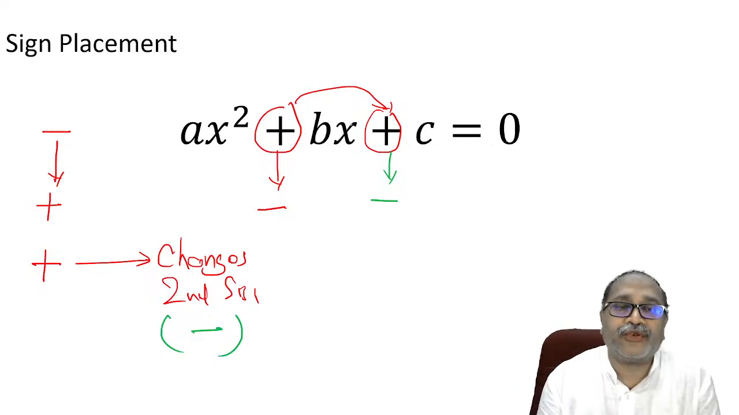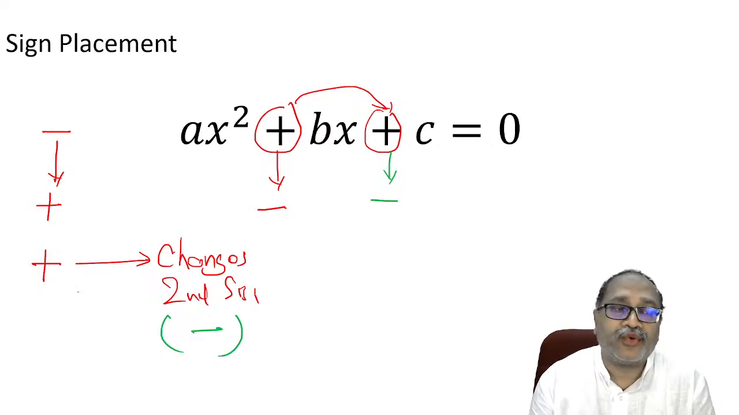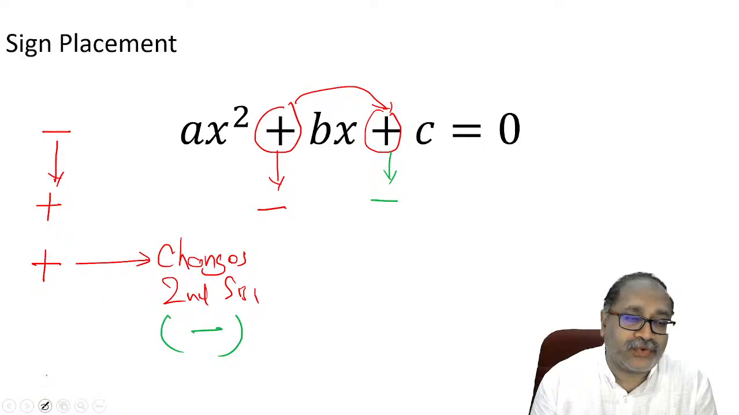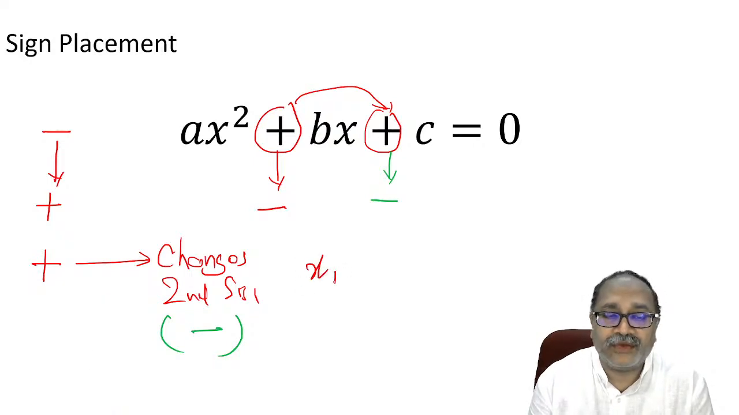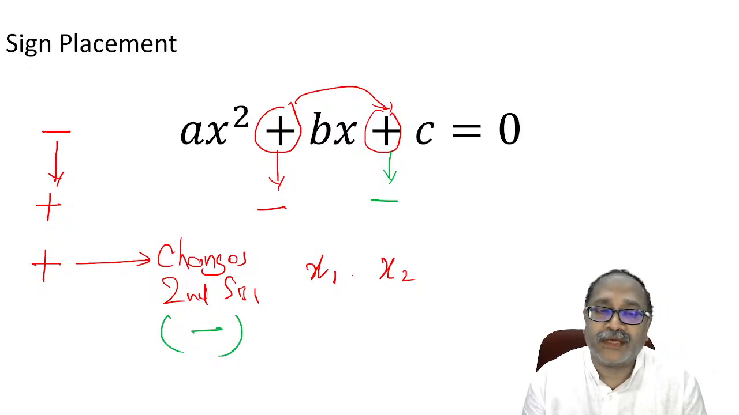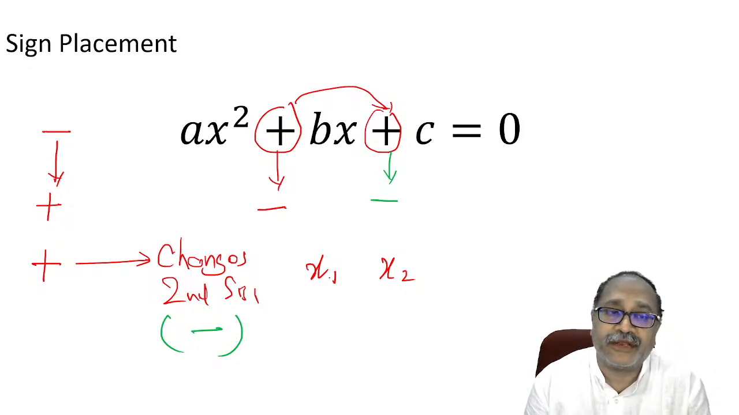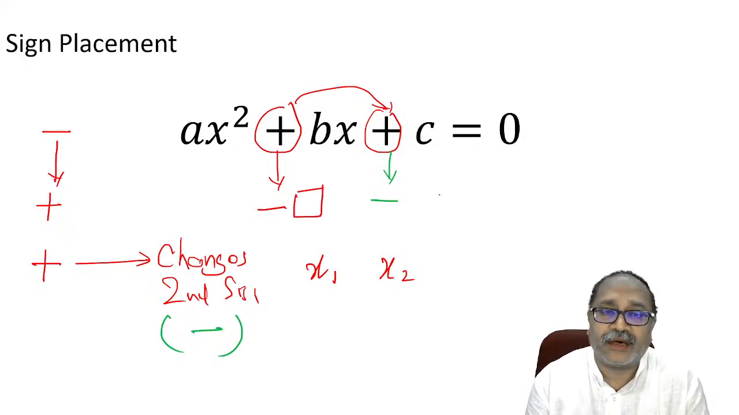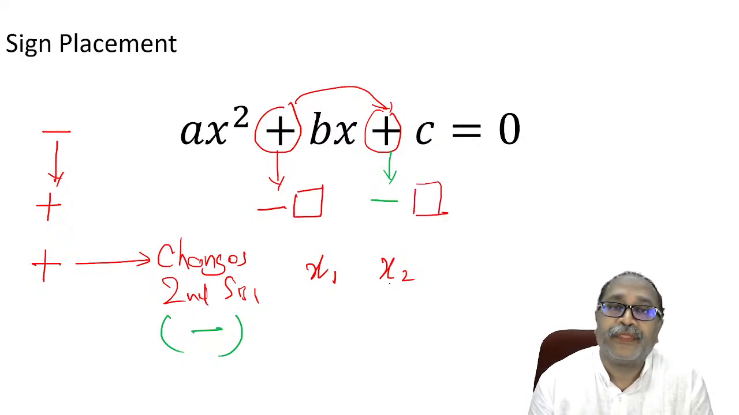Now coming to the value, I will get the two values, x1 and x2. Now here what happens is, whichever value is greater will come first. So here we have the two places, and I will get the two values over here.